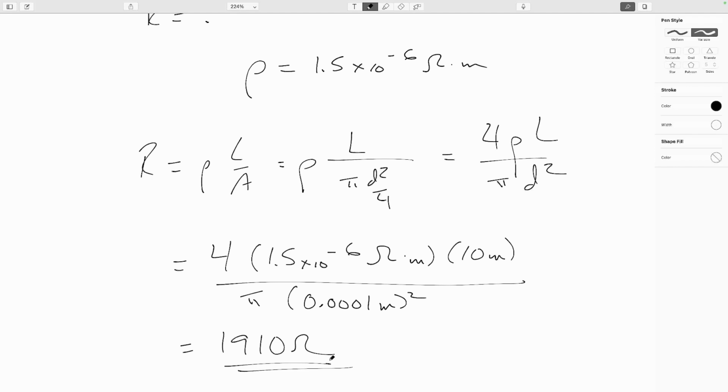Remember that typical values for resistive devices run anywhere from about 1/10 of an ohm to about 100 million ohms.